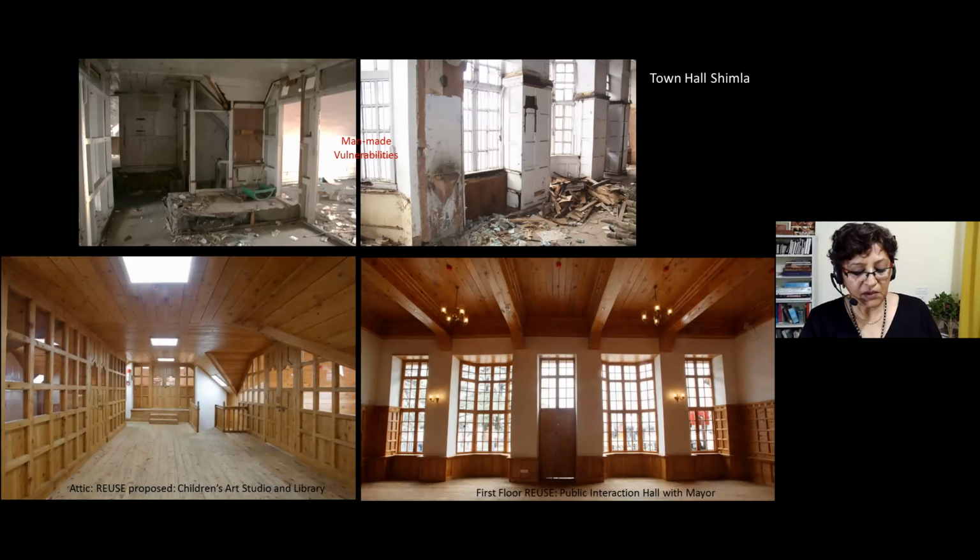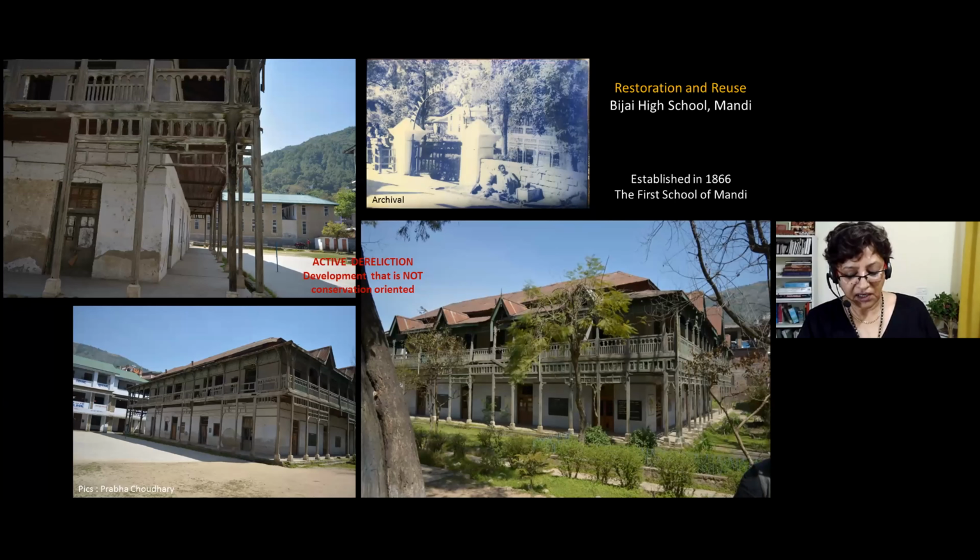The double-story mud limestone Deodar wood colonial hill architectural marvel today sits in a sprawling 2-acre complex of Vijay Senior High School. Established in 1866, this whole block is the historic Vijay High School, the first school of Mandi. It is named after the Raja of Mandi, Shri Vijay Sen, who donated land and funds.